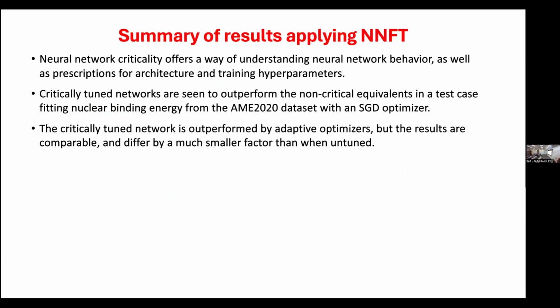So just to summarize, neural network field theory and neural network criticality offer a way of understanding what neural networks are doing, and they give us prescriptions for how to set up the architecture and training of a network. And then we can see that these critically tuned networks outperform the non-critical equivalents in this test case for binding energy with a stochastic gradient descent optimizer. And then the critically tuned networks are going to be outperformed by the adaptive optimizers, but for the fully critical case, it's comparable and they differ by a much smaller factor than the non-critical case with the non-adaptive optimizer.